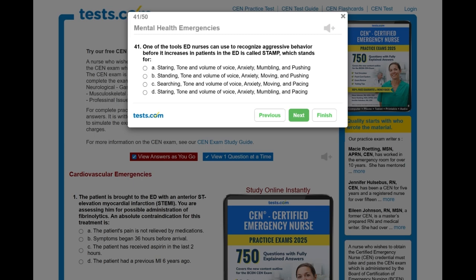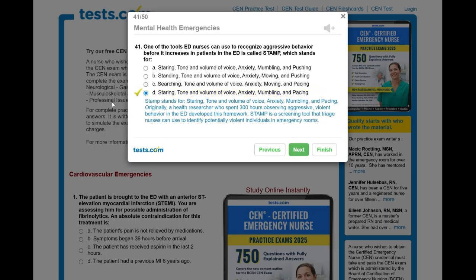Mental health emergencies. Question 41. One of the tools ED nurses can use to recognize aggressive behavior before it increases in patients in the ED is called STAMP, which stands for A. Staring, tone and volume of voice, anxiety, mumbling, and pushing. B. Standing, tone and volume of voice, anxiety, moving, pushing. C. Searching, tone and volume of voice, anxiety, moving, and pacing. D. Staring, tone and volume of voice, anxiety, mumbling, and pacing.